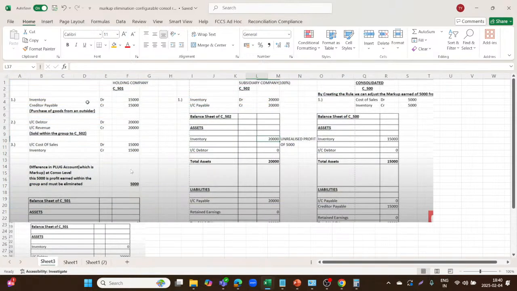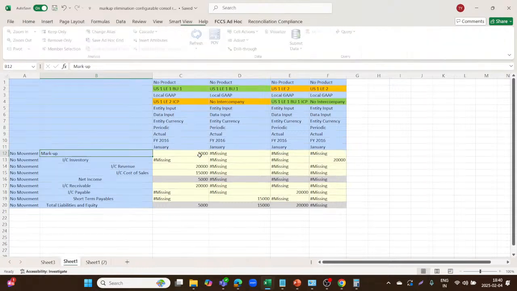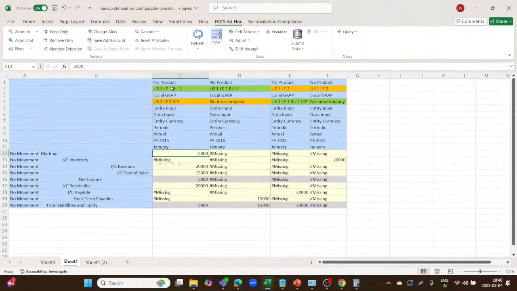So if we keep referring to this, you see the holding company has booked markup of 5,000. So we'll come here and book the markup of 5,000 for US 1 legal entity 1, and it is an intercompany transaction. Because of the intercompany transaction, the holding company has earned the profit of 5,000, so we'll enter it in the same way. So we have entered the markup of 5,000 under no movement.